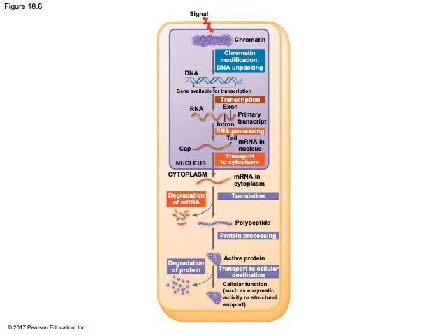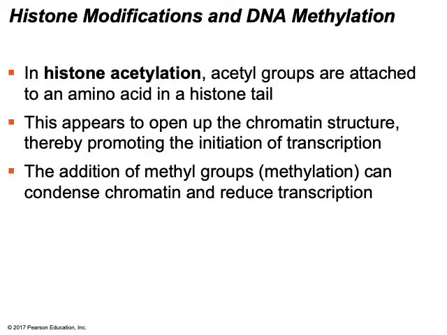So prokaryotes are simple, eukaryotes are complicated. So let's start at the top. The first thing that we're going to see is histone acetylation.